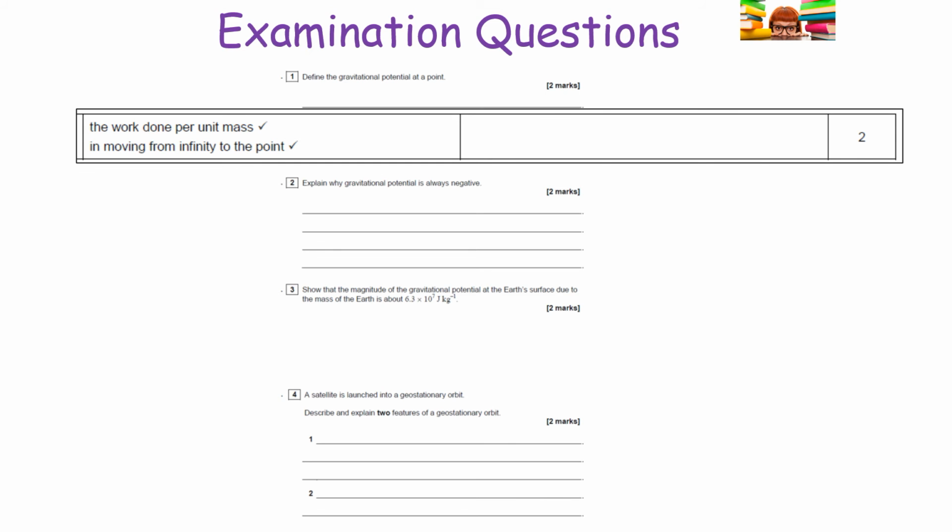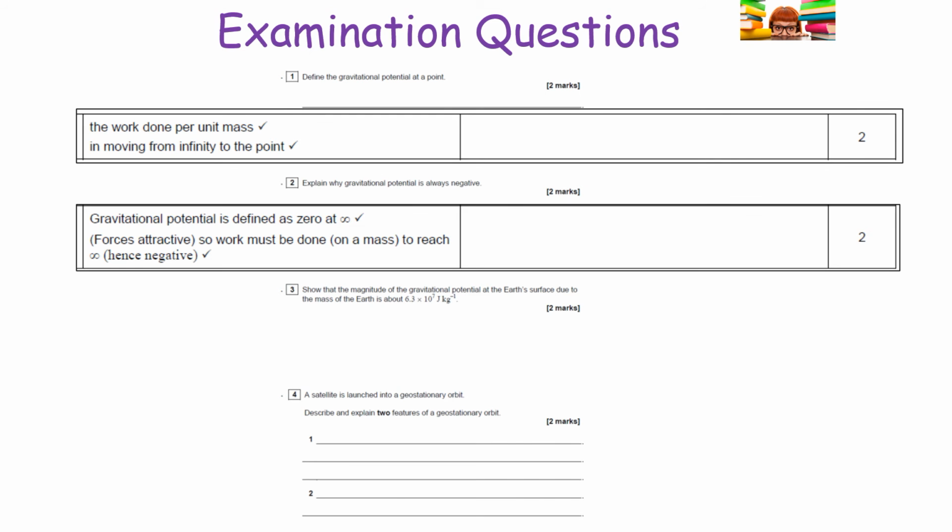Now another bit of the gravitational field which always comes up on exams is explaining why potential is always negative, and that's due to the fact that gravity is an attractive force. So we define that at infinity and outside the field the potential is 0. Now if you are putting work in to get an object out of the field to infinity, well therefore the value must start as a negative number.